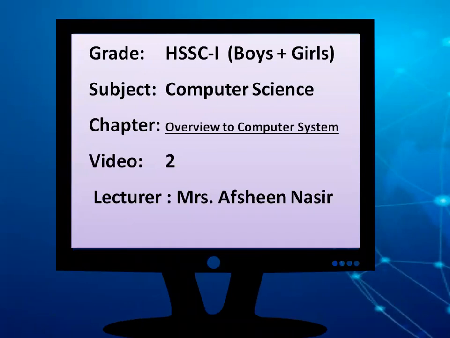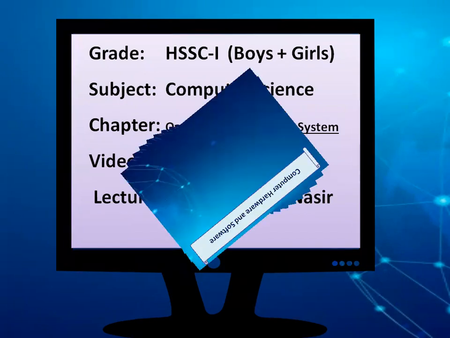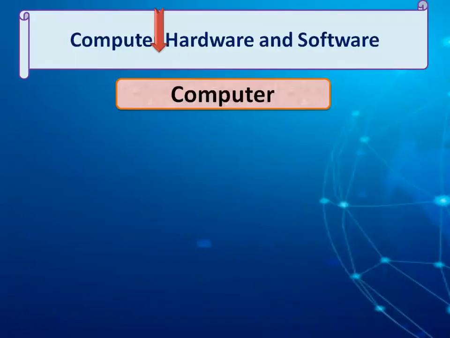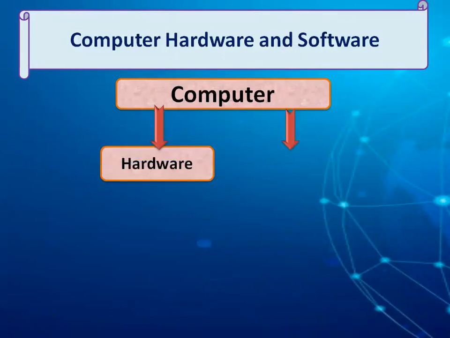This is our second video lecture and we are on chapter number 1, overview of computer system. As we discussed in the previous lecture, a computer is a machine that can be programmed to accept data, process data into useful information, and store it for later use.